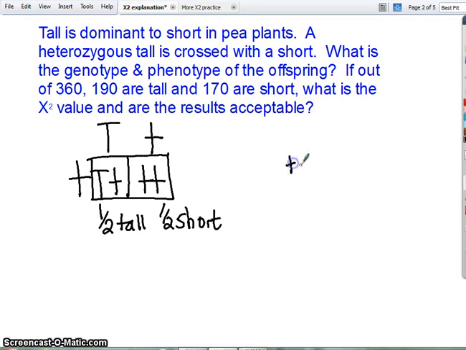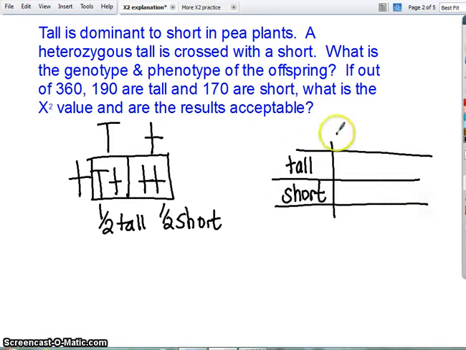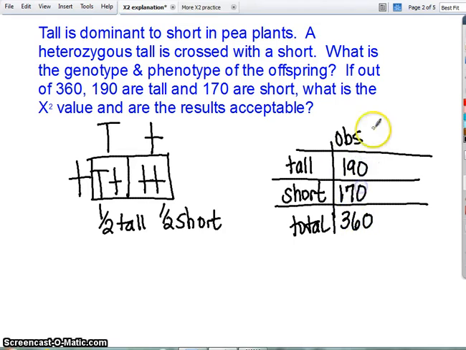So our two phenotypes are tall and short. We're going to write down our observed results. This is going to be our total. So our observed results are that there's a total of 360, 190 are tall, and 170 are short.